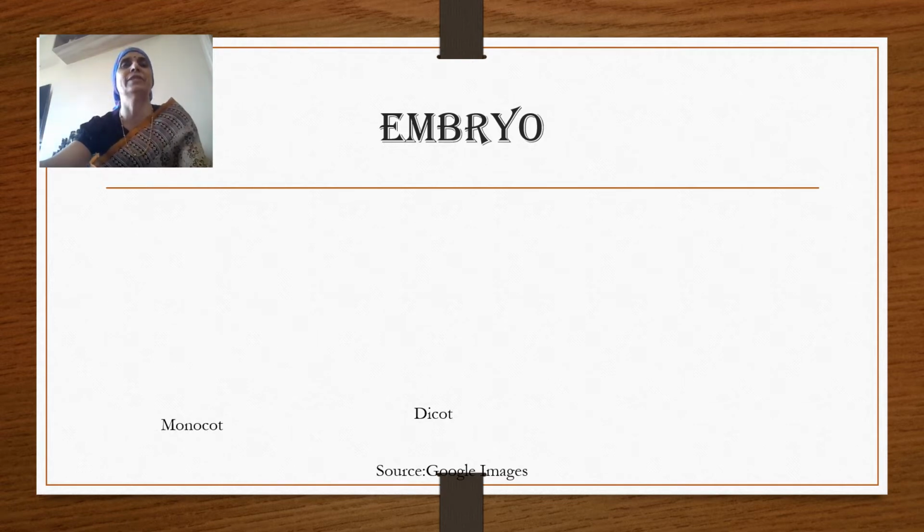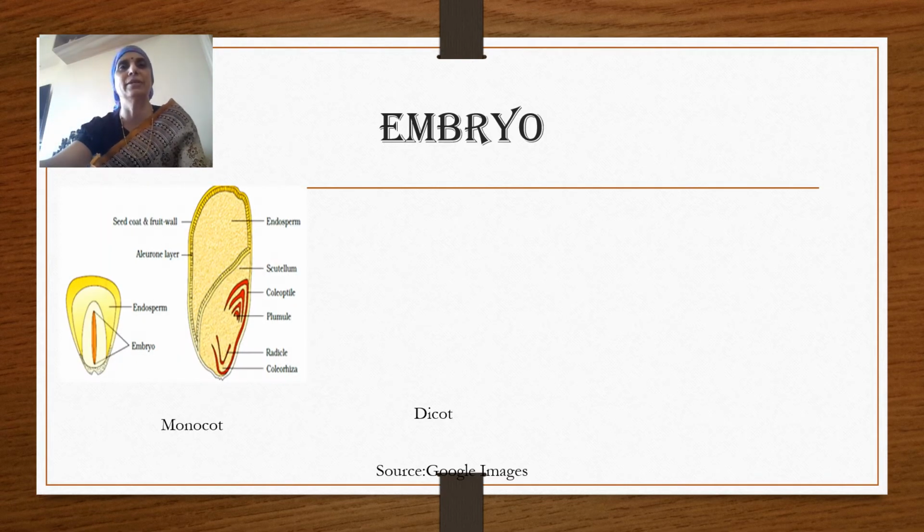Now this is the first seed, the monocot seed, which is an endospermic seed. You can see well-developed endosperm here and a single cotyledon, the scutellum. This is a monocot seed. Where is the embryo? So here is the embryo. The one cotyledon, the scutellum.